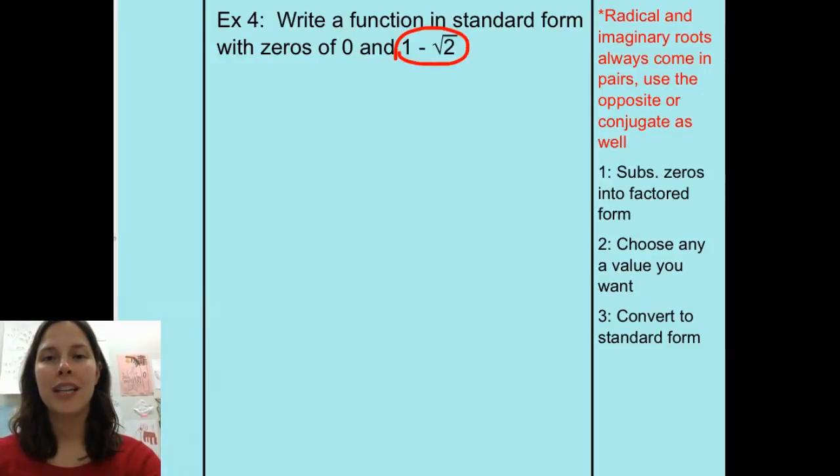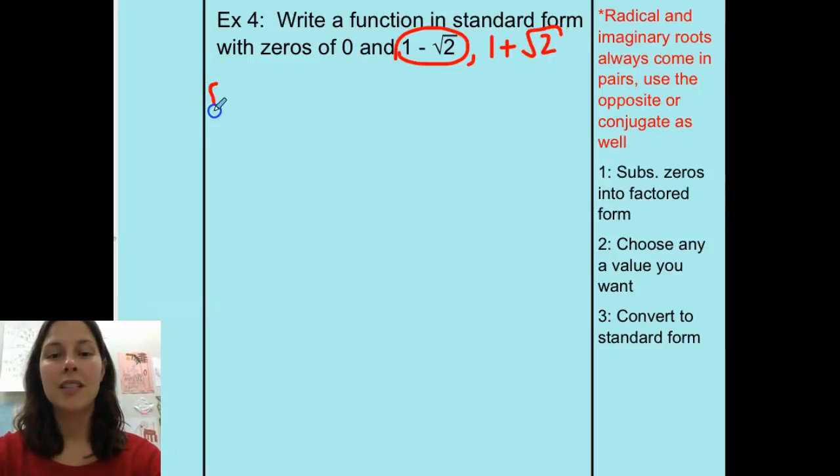Notice off to the right in red, it says that radical zeros as well as imaginary zeros always come in pairs. So we will use, in this case, the conjugate for the root as well. So we also have the root 1 plus the square root of 2. This one especially is complicated enough without choosing an a value other than 1. So I'm going to stick to 1. I have a 0 of 0, subbing that in.